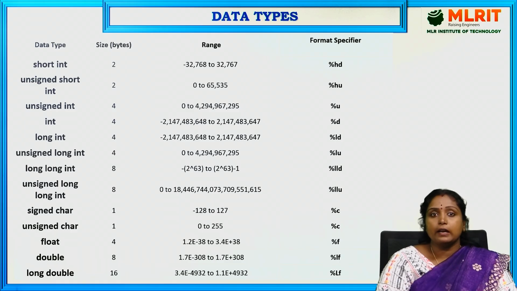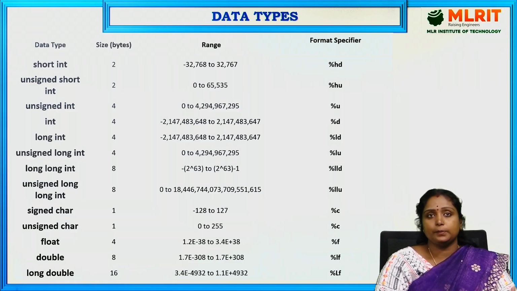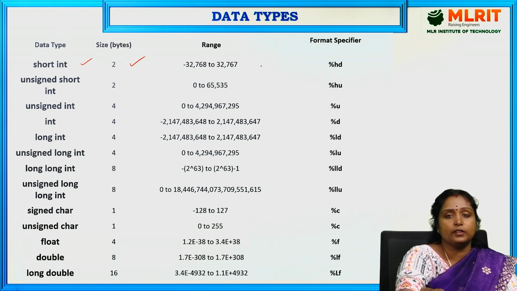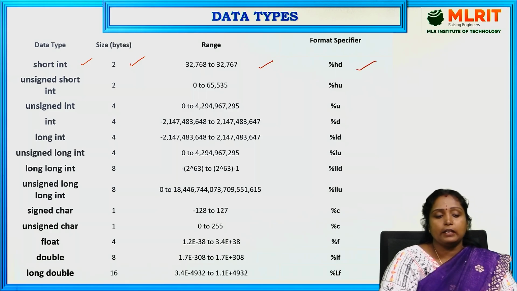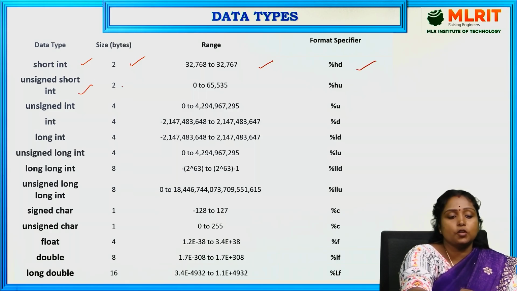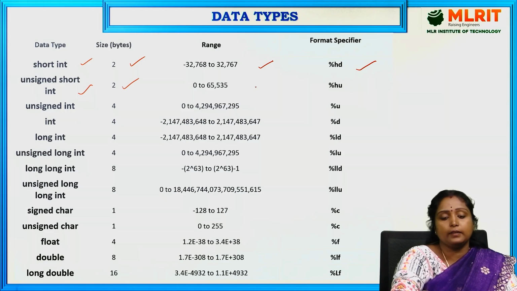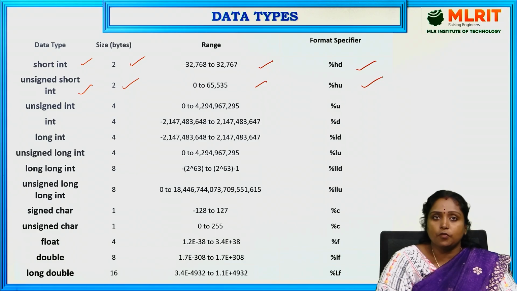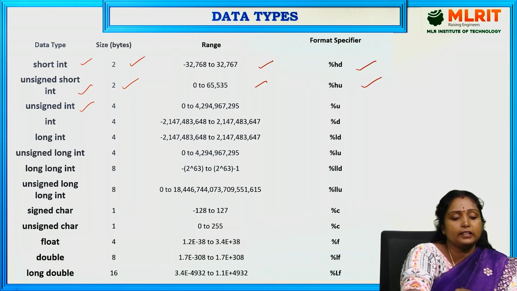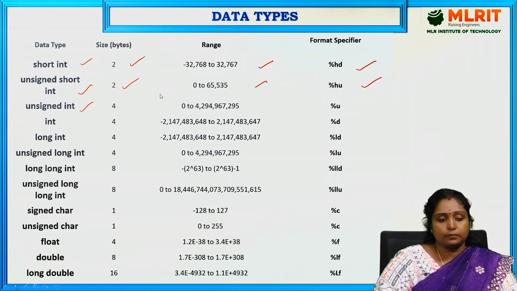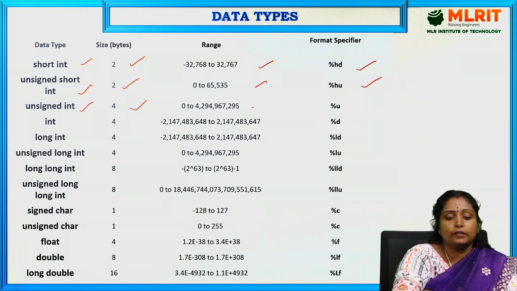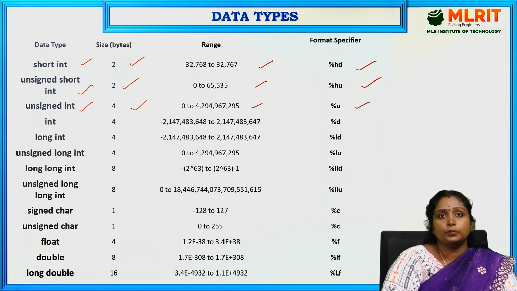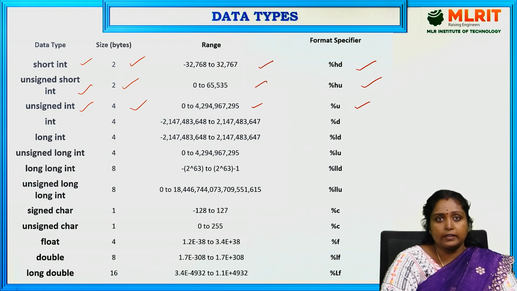So here is the complete overall list of this particular data type with range, size, and format specifiers. Short int is 2 bytes, and this was the range, and %hd. And unsigned short int is 2 bytes, 0 to 65,535, and %hu is the format specifier. Whereas unsigned integer is 4 bytes of memory, and this was a range, and %u is a format specifier for the unsigned int.